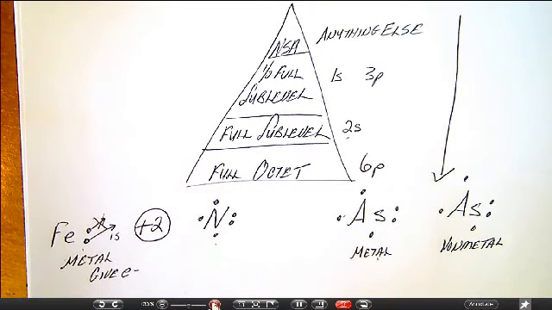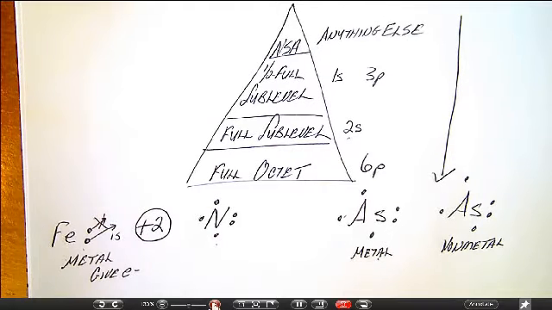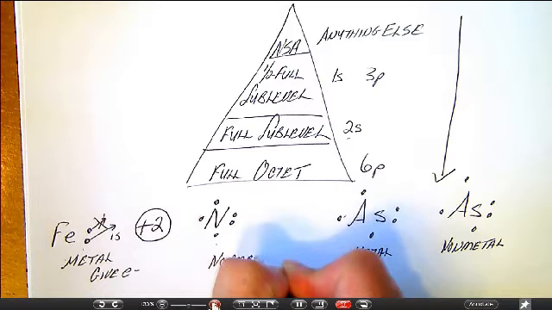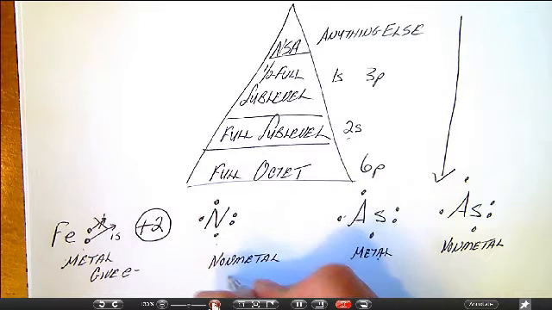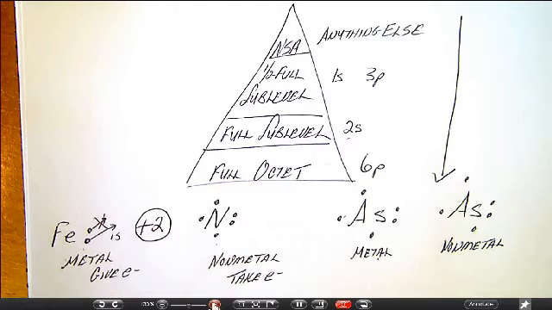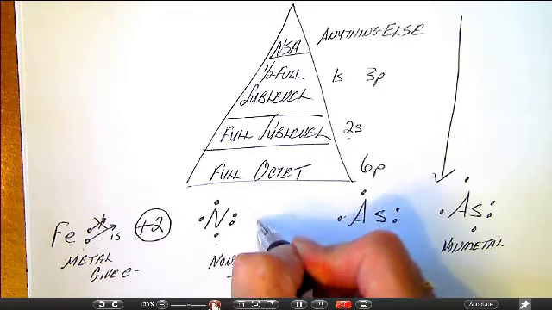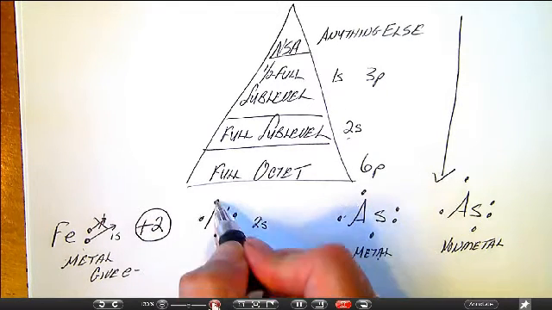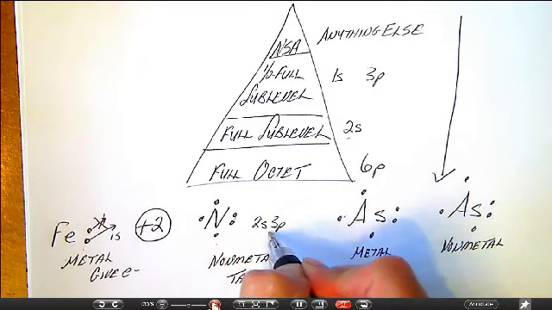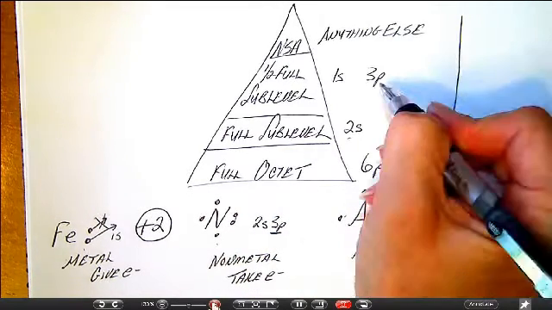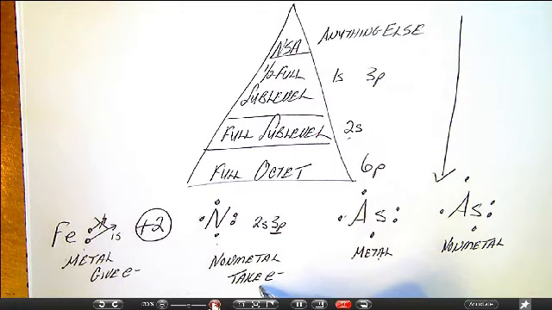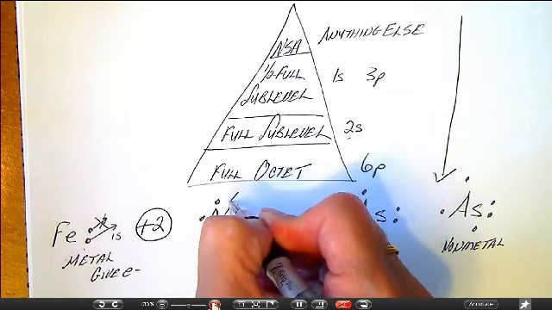Our next example is nitrogen. Nitrogen is a nonmetal. Nonmetals take electrons. So we currently have 2 s's and 1, 2, 3 p electrons. So that's where we're going to start. So we're here at half full. Remember, we're going to take. So we're going to add 1.